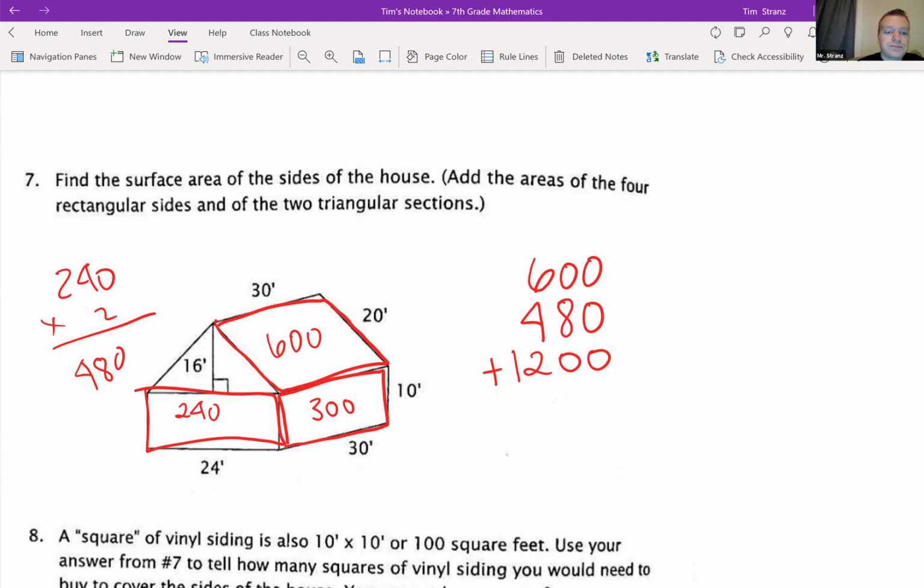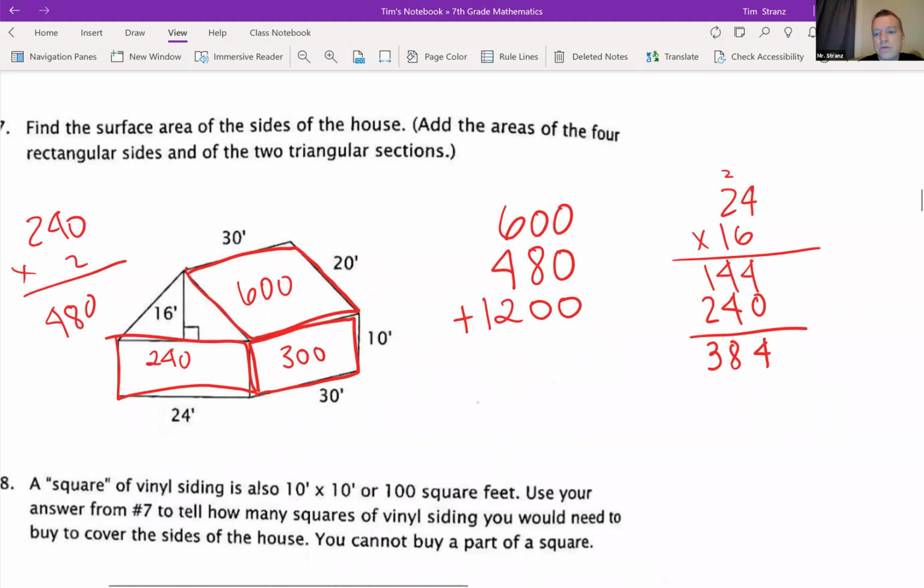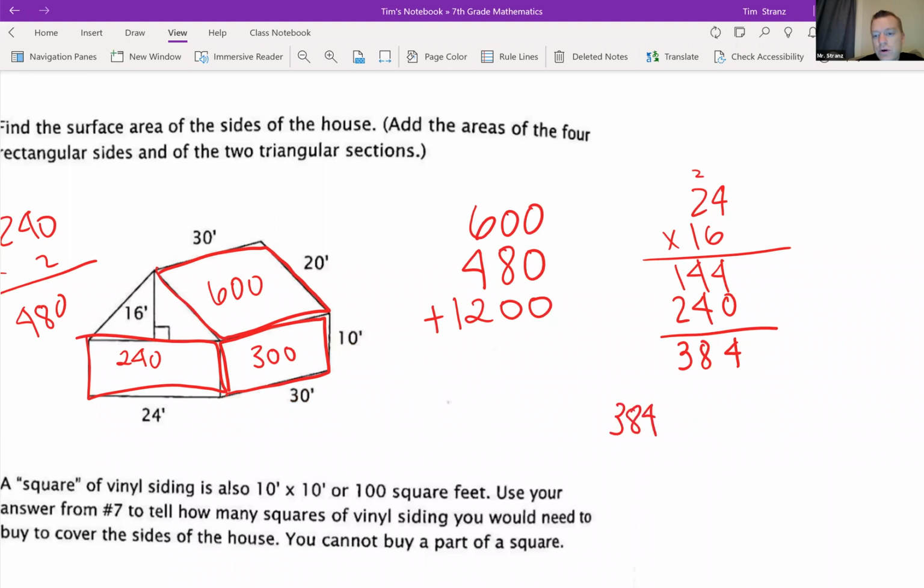And then the triangle. Okay, so the triangle, the base is 24, the height is 16, so I'm going to do 24 times 16. That's 384. I need to divide that by 2 for a triangle. So 384 divided by 2, 192 is going to be my area of the triangle, and there's 2 of them. Okay, so 192 times 2, 384.